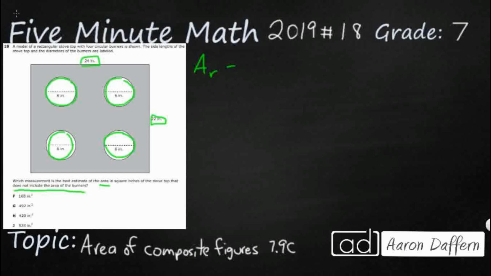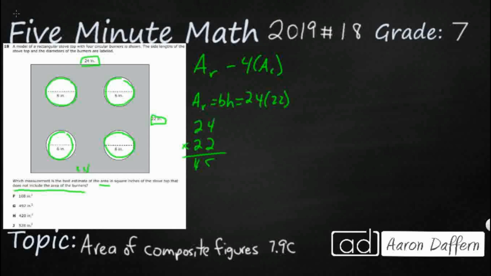So what I'm going to do is take away 4 of the area of a circle, because once I find 1, I'm just going to multiply that by 4. And that should be my shaded region. So let's start with the area of a rectangle. That's going to be pretty straightforward. Base times height. So my base is 24. My height is 22. So let's just multiply those real quick.